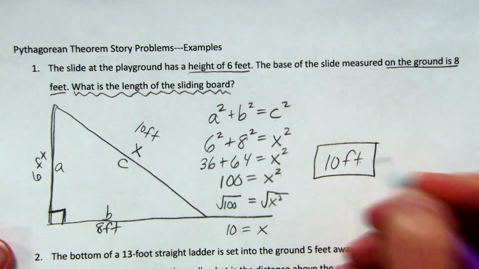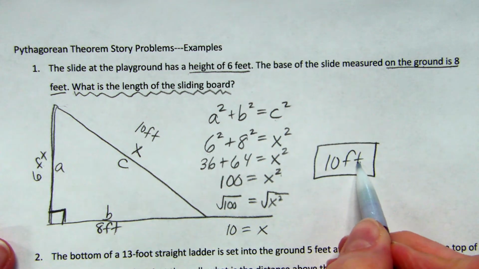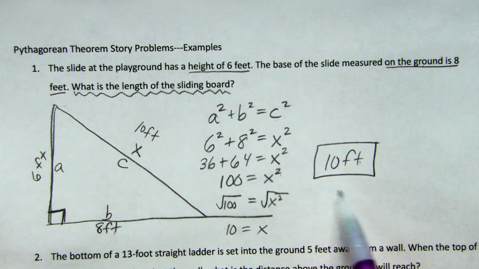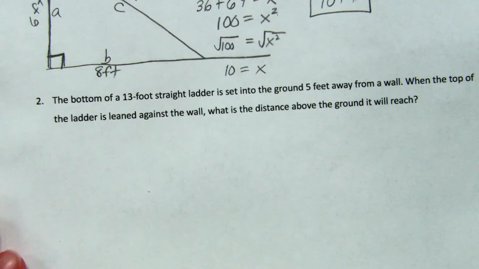I've labeled it. It's important to put feet on there. We don't want it to be miles. We don't want it to be centimeters. None of those would make sense for a slide. It is 10 feet. All right, let's look at number 2.